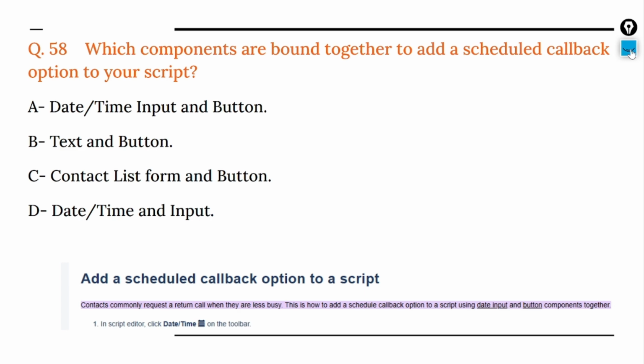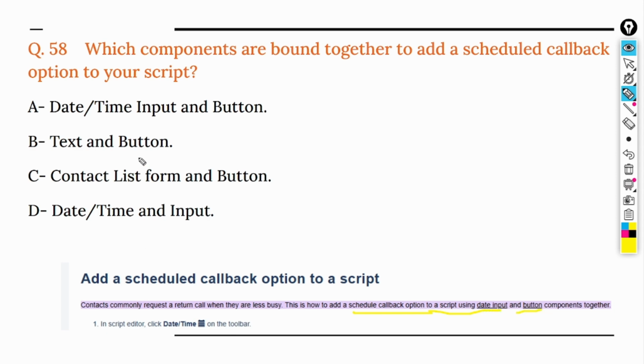Question number 58. Which components are bound together to add a scheduled callback option to your script? Option A, date time input and button. Option B, text and button. Option C, contact list form and button. Option D, date slash time and input. So here I have an easy way to identify. If you see, contacts commonly request a return call when they are less busy. This is how to add a scheduled callback option. Option 2, script using date time and button components together.